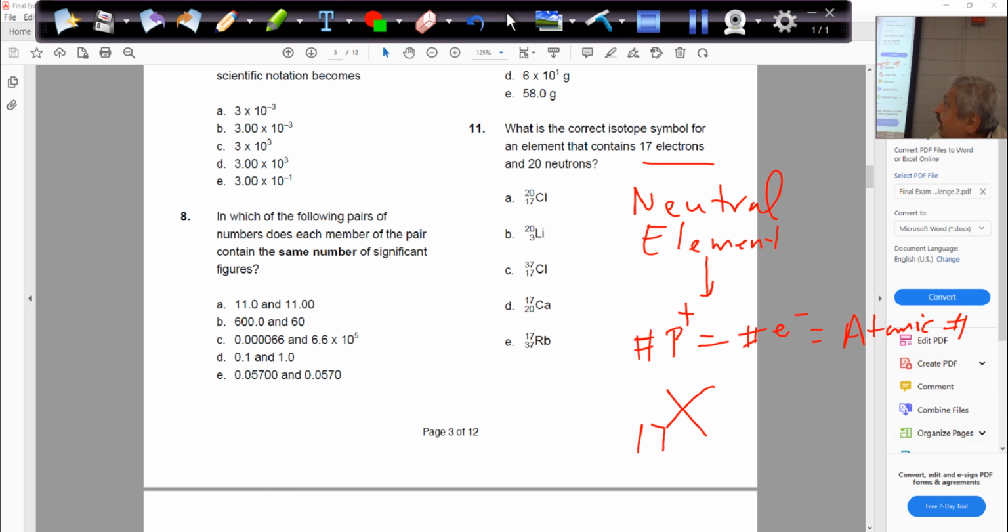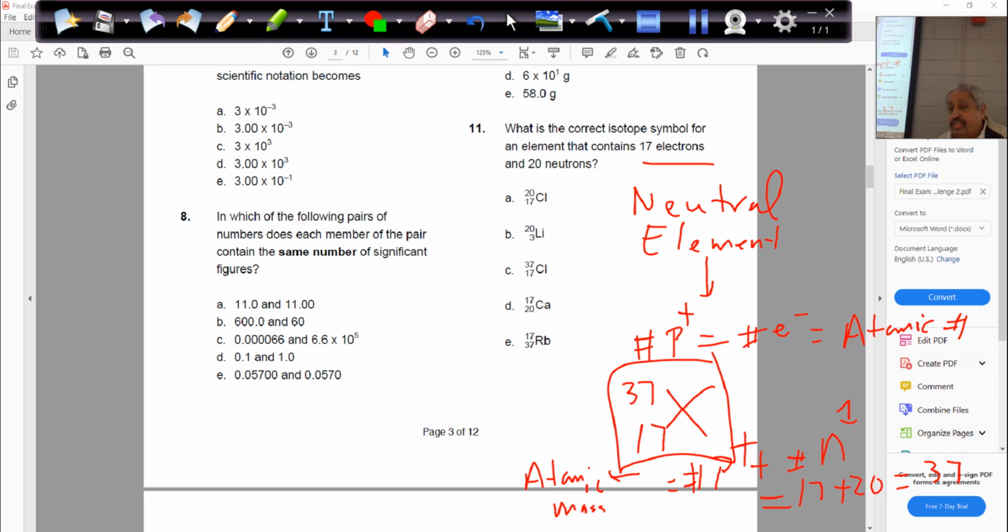And then I have the atomic mass at the top. Atomic mass is the number of protons plus the number of neutrons. Here 17 is the number of protons and 20 is the number of neutrons. This is 37, and this is the atomic mass. So this is 37 at the top. Do I have one like this somewhere? Which option is correct, guys? C? Somebody said C?